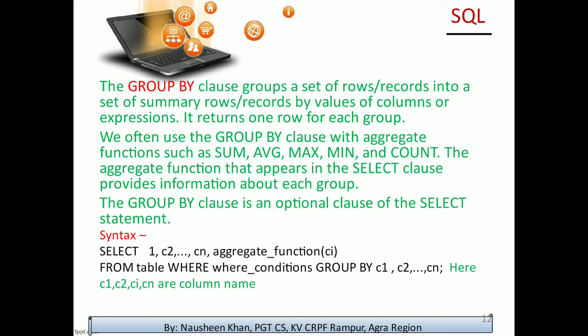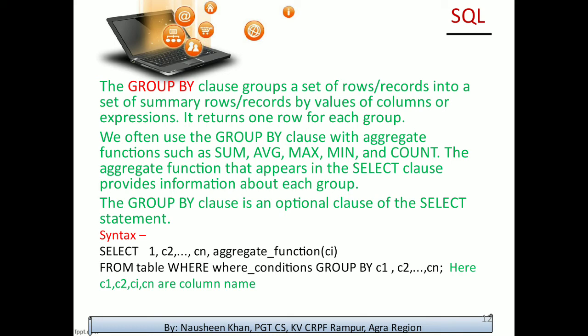Now, the next topic is the group by clause. The group by clause groups a set of rows or records into a set of summary rows or records by values of columns or expressions. It returns one row for each group. We often use the group by clause with aggregate functions such as sum, AVG, max, min and count. The aggregate function that appears in the select clause provides information about each group.